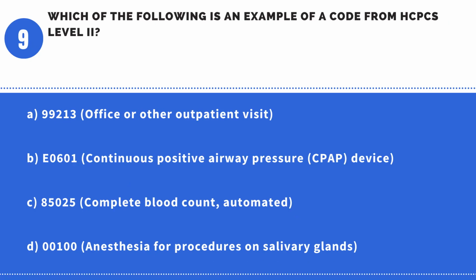Question 9. Which of the following is an example of a code from HCPCS Level 2? A. 99213, office or other outpatient visit. B. E0601, continuous positive airway pressure, CPAP, device. C. 85025, complete blood count, automated. D. 00100, anesthesia for procedures on salivary glands.